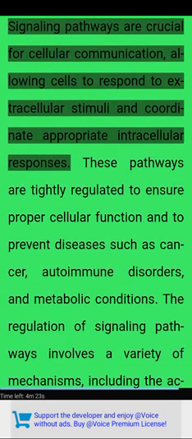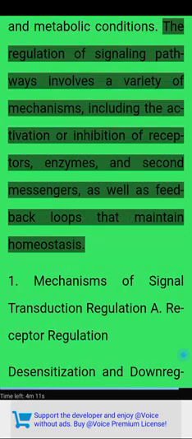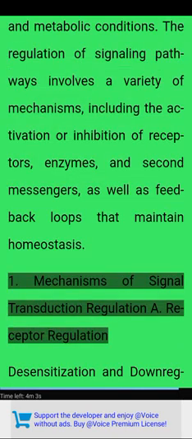Signaling pathways are crucial for cellular communication, allowing cells to respond to extracellular stimuli and coordinate appropriate intracellular responses. These pathways are tightly regulated to ensure proper cellular function and to prevent diseases such as cancer, autoimmune disorders, and metabolic conditions. The regulation of signaling pathways involves a variety of mechanisms, including the activation or inhibition of receptors, enzymes, and second messengers, as well as feedback loops that maintain homeostasis. 1. Mechanisms of signal transduction regulation or receptor regulation.